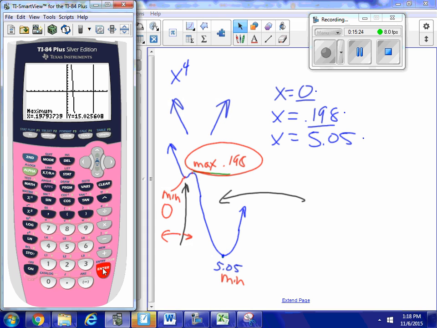All I need to do now is find my last minimum. So I'm going to go second, calc. I want to find the minimum. And I want my left bound, let's say 4, and my right bound to be 6. And I hit enter. And I don't want to make a guess. And what do you know? I get 5.05 as a minimum. So we've just confirmed it many different ways. I'm pretty comfortable with this answer.